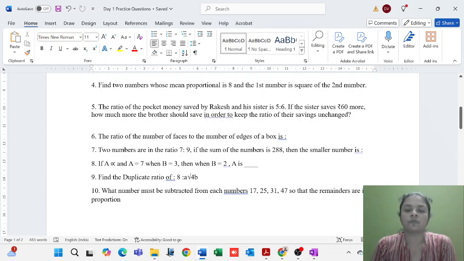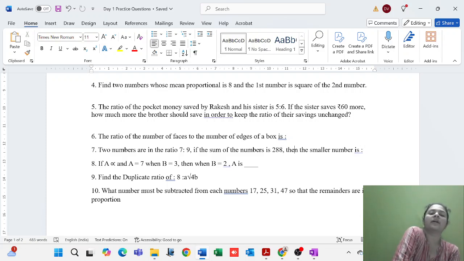7th question for you to solve. Two numbers are in the ratio 7:9. The sum of the two numbers is 288. The smaller number is? Go ahead, please solve and give me the answer.